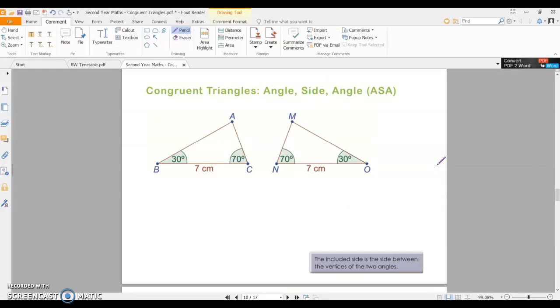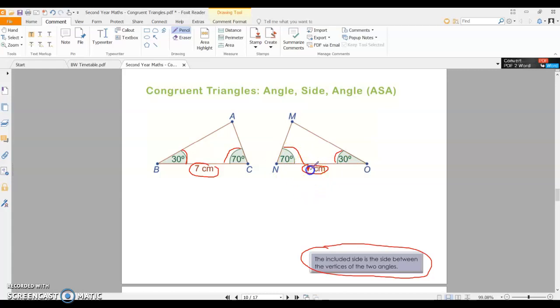Next one then, angle, side, angle. 30 in this one, so the angle ABC is equal to the angle MON. 70 here and 70 here, so the angle ACB is equal to the angle MNO. And then side BC is 7 and side NO is 7. So I have two angles and a side the same. The one thing I need to be careful of is that the side which is equal is between the two angles that are equal. And that's what I have: 30 degrees, 7, 70 degrees, 30 degrees, 7, 70 degrees. So they are congruent by angle, side, angle.